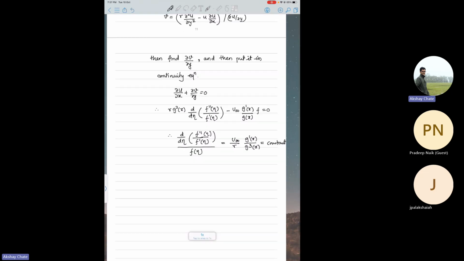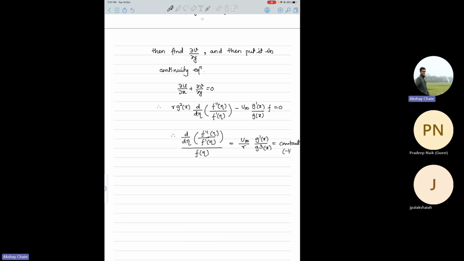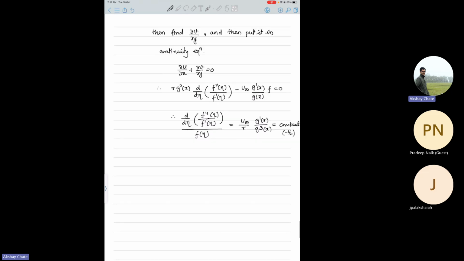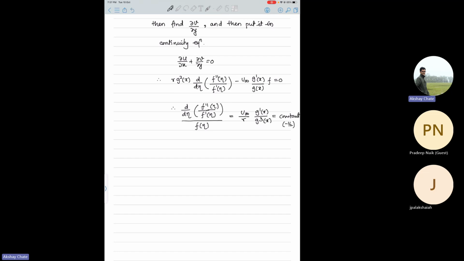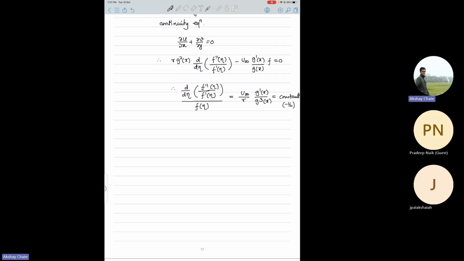And that constant, if you assume equal to minus 1 by 2, then you further solve them assuming the boundary conditions. And what are the boundary conditions? They are at x equal to 0. So at x equal to 0, your g(x) should approach 0. Otherwise, your theta will go to infinity, right? Because it is y by delta. And other things are like that only.